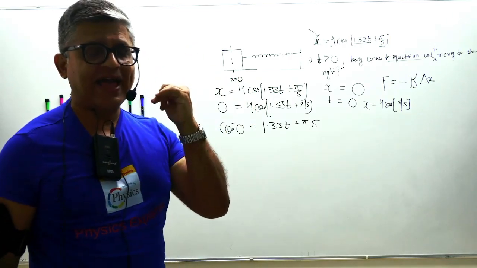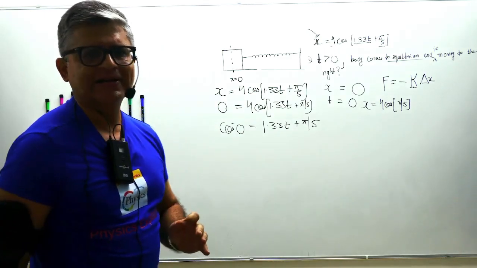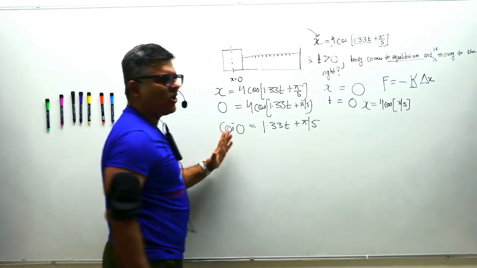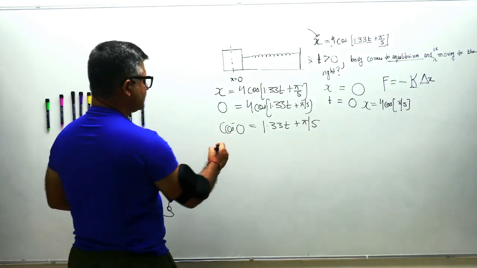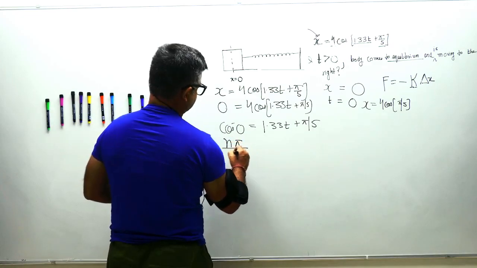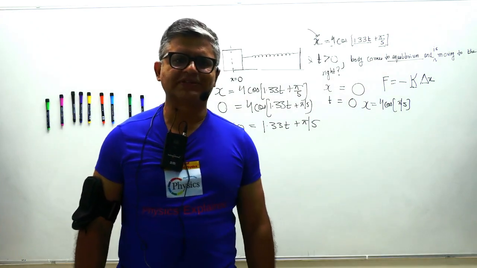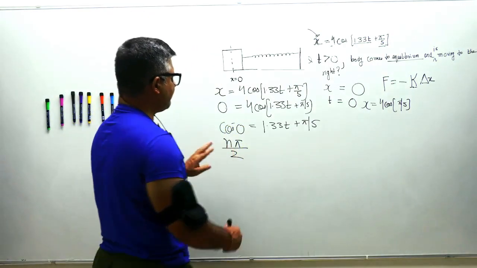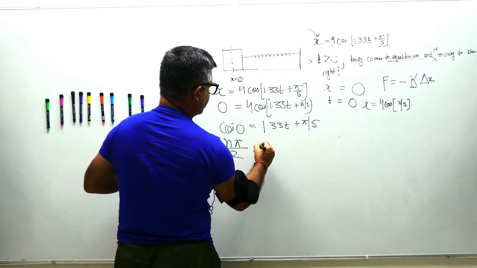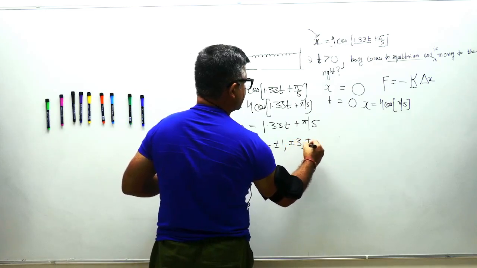The first time when it is also moving towards the right is a very, very important condition in this question. Now, when is cos inverse 0? Cos inverse 0 is essentially n pi by 2, which is the general equation for cos inverse 0. So I put it as n pi by 2, and n in this case comes out to be plus or minus 1, plus or minus 3, plus or minus 5.